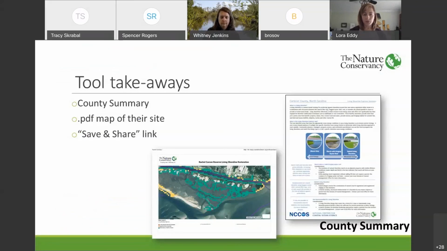Just a few things I want to point out real quick. Along with the methods document, there's also a county summary. If you're in Carteret or Onslow County or you have someone there, you can print out that county summary. It's about living shorelines. There might be information to share with the homeowner. There's also the PDF map, as I said, that you could share with a homeowner, and a save and share link.